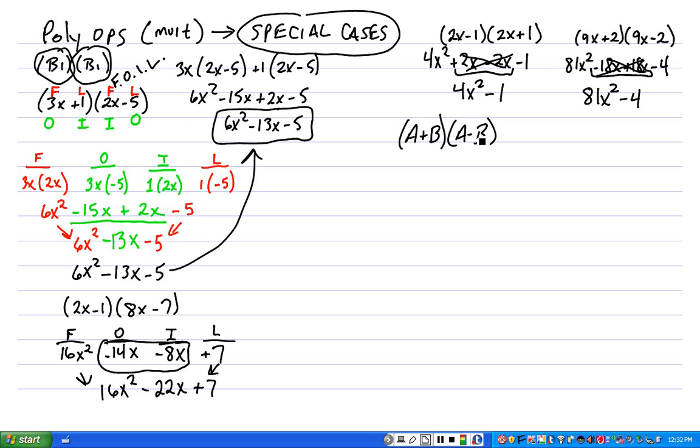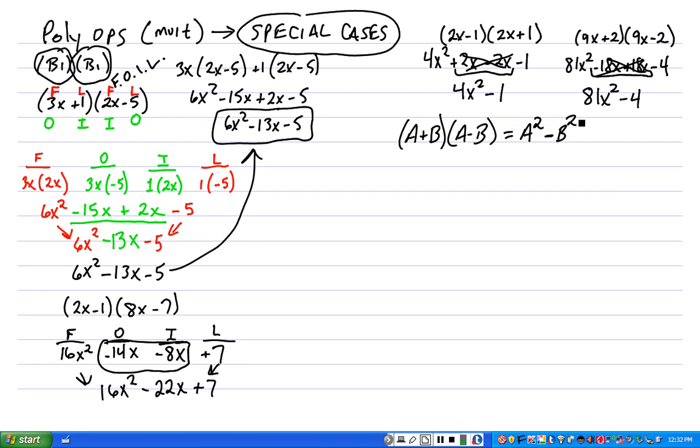So anytime you have identical binomials being multiplied but the sign in the middle is opposite, then your answer is just going to be whatever the first thing is squared minus whatever the last thing is squared.